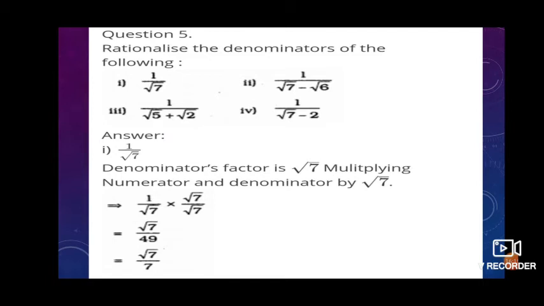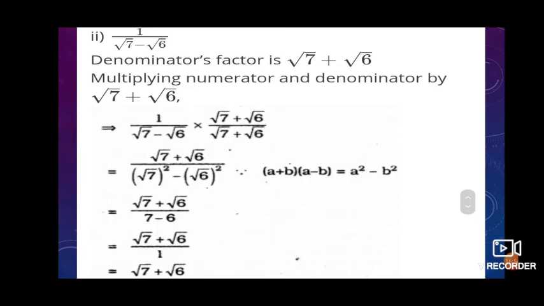So 1 by root 7 into root 7 by root 7 is nothing but we are multiplying with 1. Because root 7 will get cancelled, 1 only. Now in the numerator, 1 into root 7 is root 7. In the denominator, root 7 into root 7, root 49, is nothing but 7. Or else directly we can take that root 7 into root 7, root will get cancelled. We will get a 7. That's it.